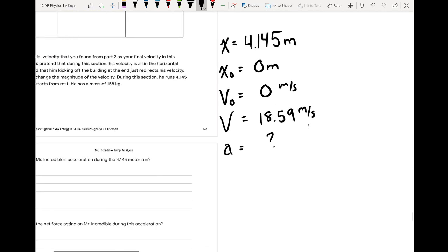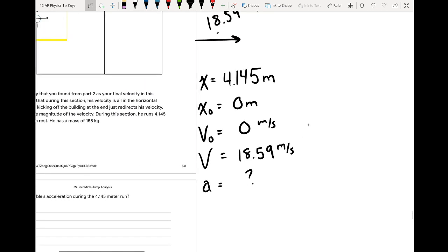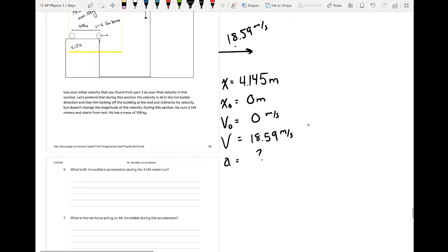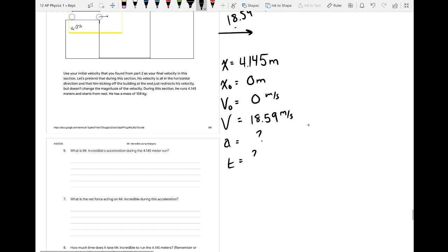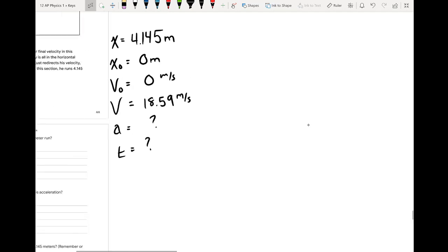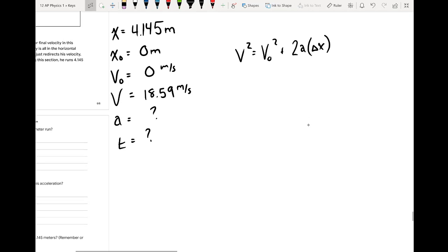So if I'm looking at x equals x naught plus v naught t, actually, can I use that equation? No, because I don't know time. So really with this case, my problem is I don't know how long that takes. But we do have that one equation that doesn't have time in it. It's our least used equation, v squared equals v naught squared plus 2a change in position.